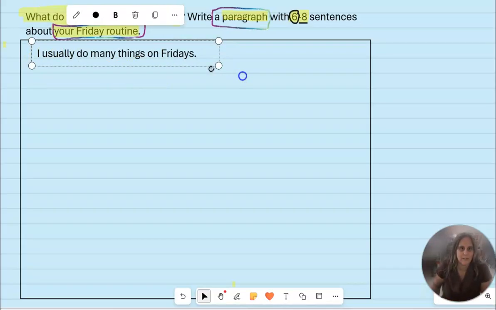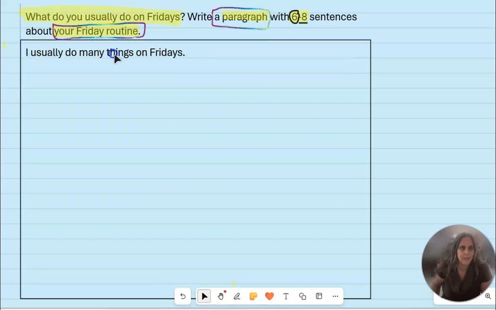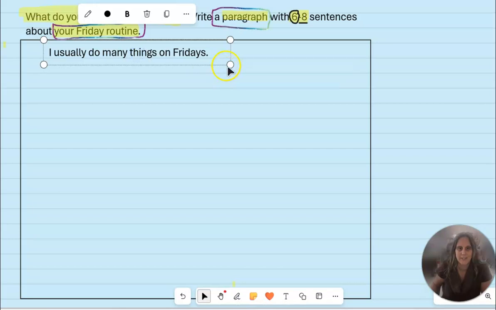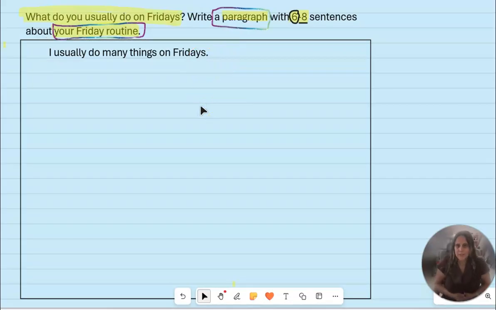Now this is my first sentence. When I write my first sentence, I don't write here on the edge of the page. I need to give a little space called indent. So I indent the page. Now, this is my topic sentence, big idea. Now I need 4 or 5 details about the things I do on Fridays.